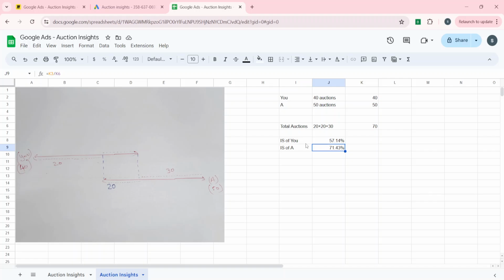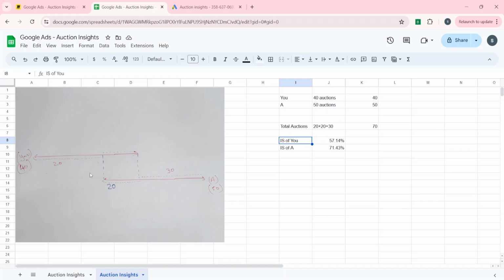Again, here if you have observed, we have 20 auctions of overlap, where advertiser A has entered into the auction along with us. In these 20 auctions where there is overlap, there are other metrics that are available. We will see them one by one.